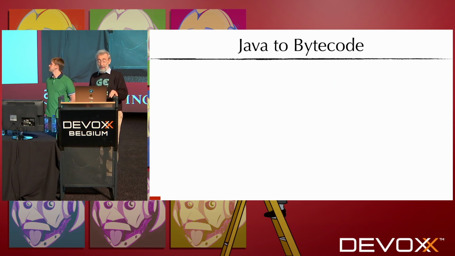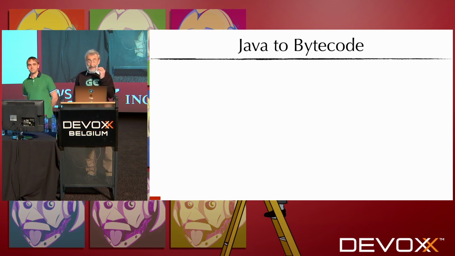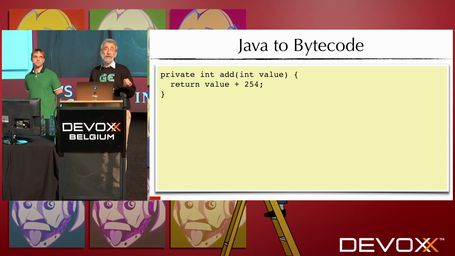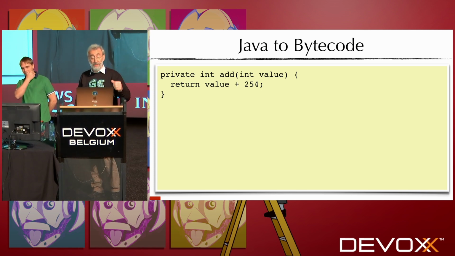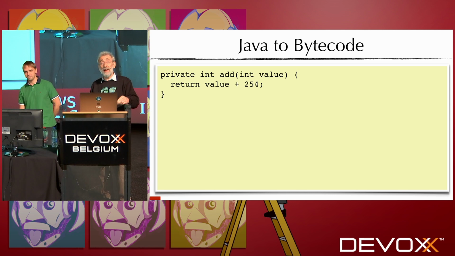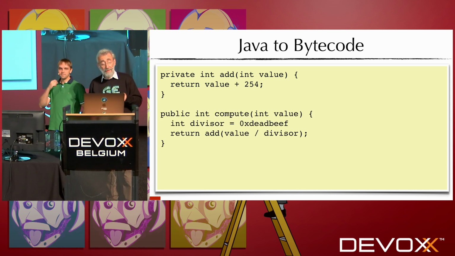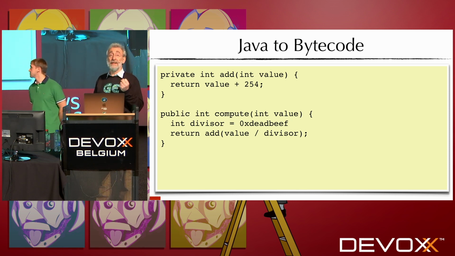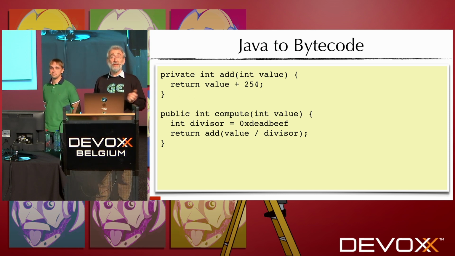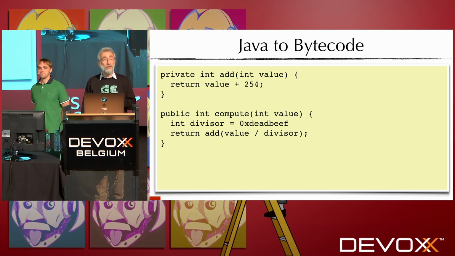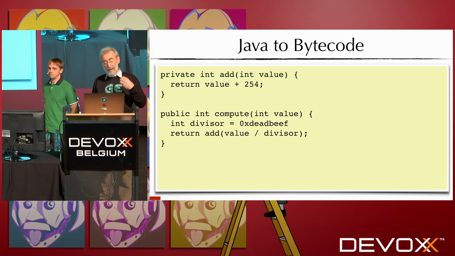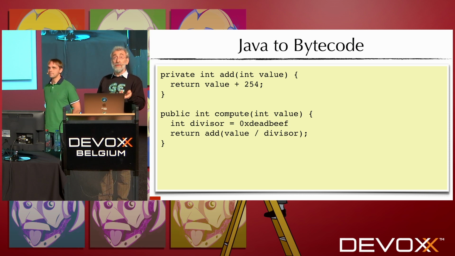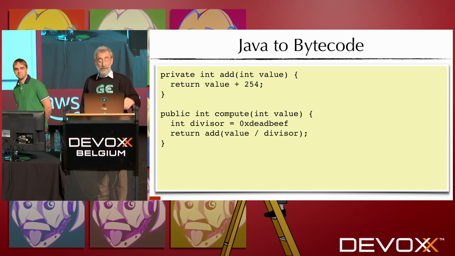So here's our program, the tiny program that we're going to examine in some detail. The method that's going to be called at the end as a kind of climax of the program is going to do this really complicated thing. It's going to add 254 to the value it's supplied with. And we're going to call that from a method called compute, which takes a value. And it sets up a constant, which we're calling divisor, because we're going to do a division, and we're going to use the hex constant, the big negative integer whose hex representation is dead beef. And then we're going to do the division between the supplied value and the divisor, and then we're going to call add.